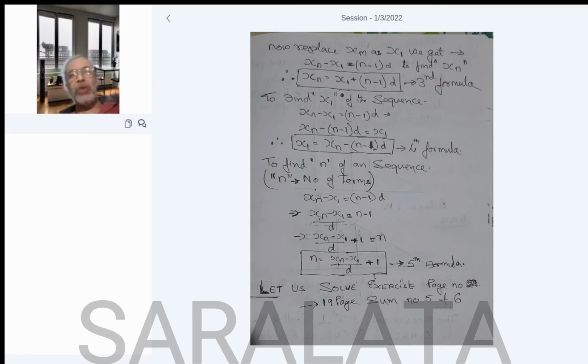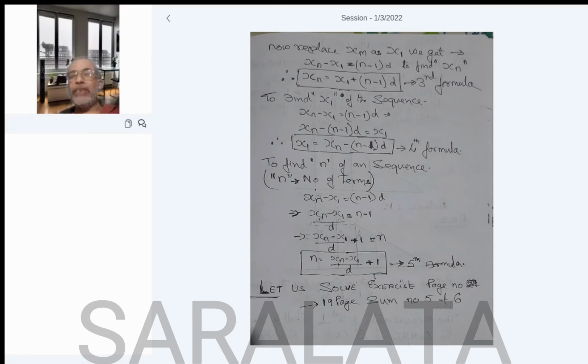This is subject to whether I have my x1. If I don't have my x1, then any other term that is there in the sequence, we will take that and its position and fill up the formula to find out the answer of xn.